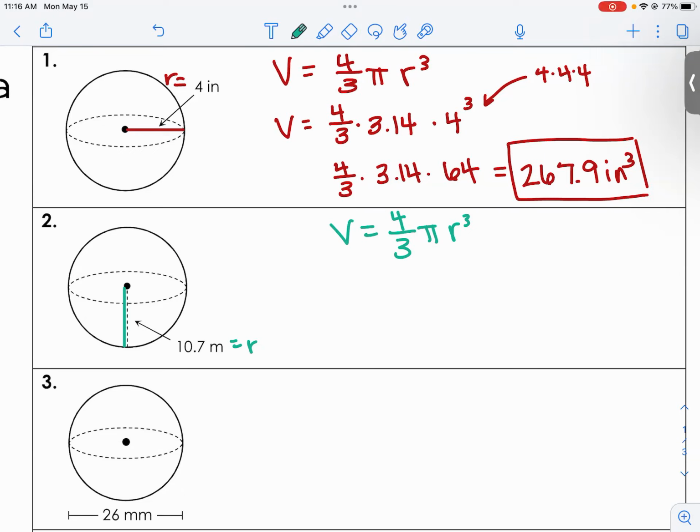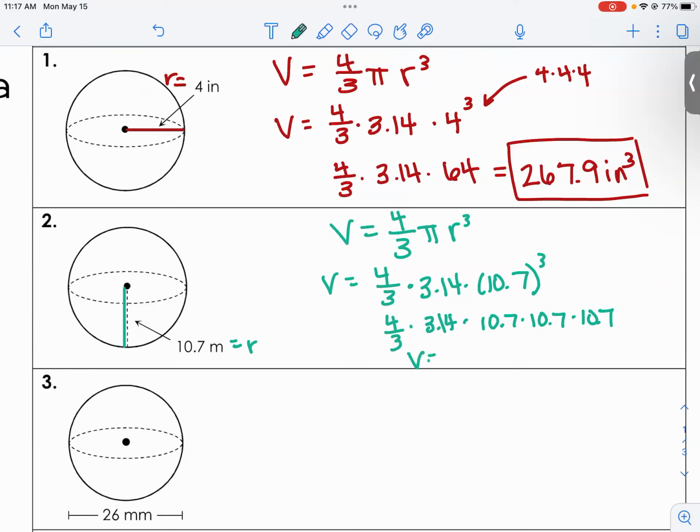Okay, Denise, what's our radius? 10.7. Okay. So we need to take in our calculator 10.7 times 10.7 times 10.7. And then that number gets multiplied by 3.14. Then we can multiply by 4 divided by 3. Okay. And so Ryan, you get 5,128.8 meters cubed. Yeah, meters cubed.